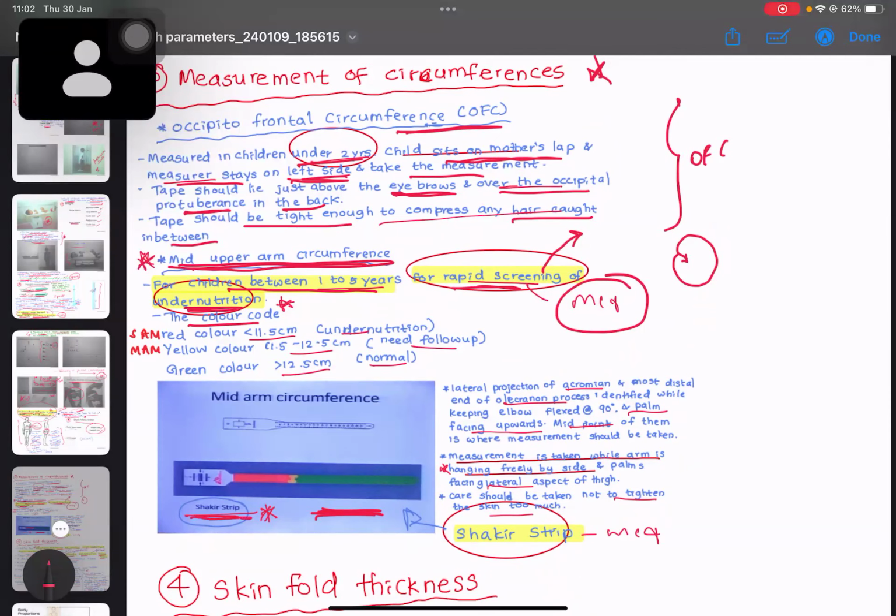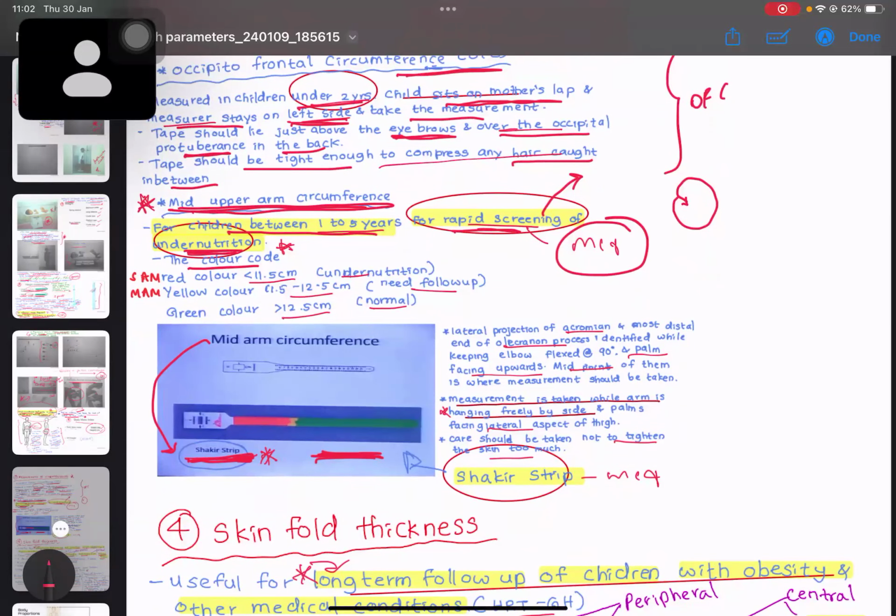Okay, there are color codes on the mid arm circumference strip, which is known as the Shakir strip. You should be thorough with this. You should know the name of the instrument. It's the Shakir strip we use in Sri Lanka to measure the mid arm circumference. For children between 1 to 5 years, for rapid screening of undernutrition, we use mid upper arm circumference.